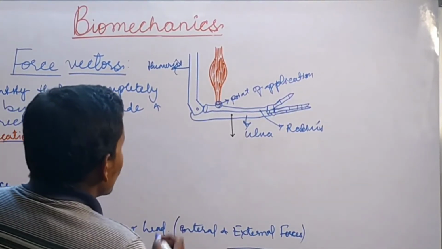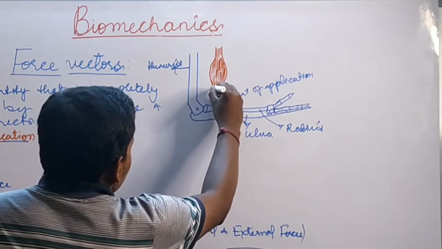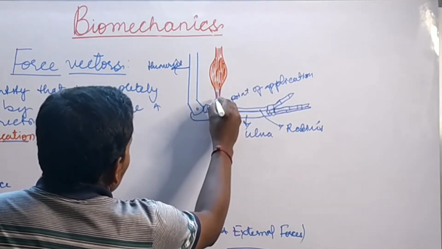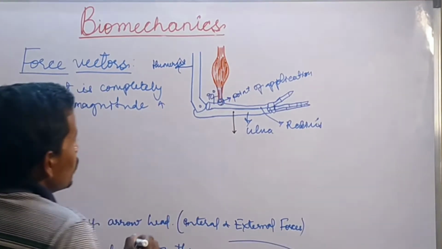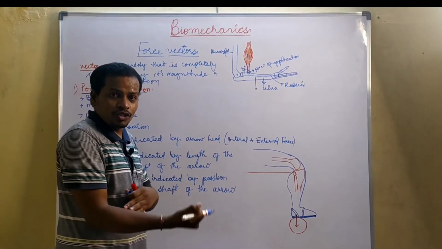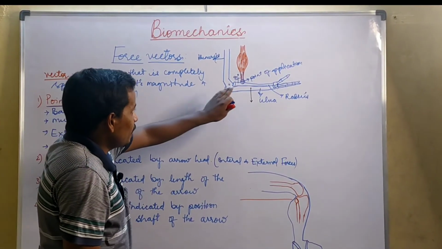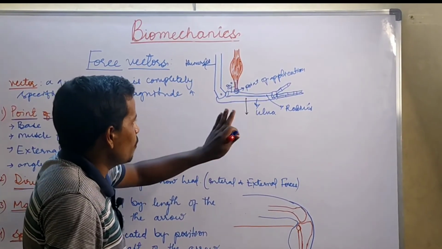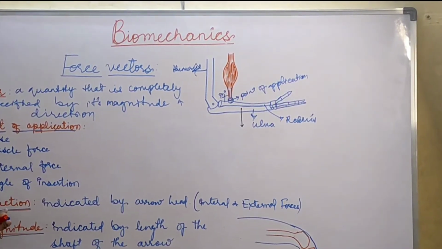The angle of insertion is the angle formed between the tendon of a muscle and the long axis of the bone. Here, the angle of insertion of the biceps brachii is about 90 degrees when the elbow is flexed to 90 degrees. The angle of insertion keeps changing as the elbow flexes and extends. In this example, it is about 90 degrees when the elbow is flexed to 90 degrees. Now let us see the second important factor, which is known as direction.